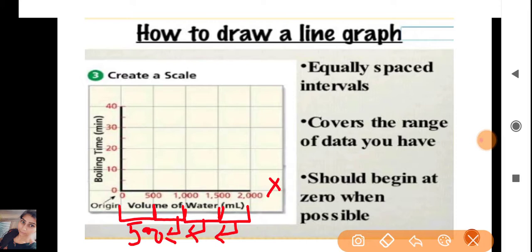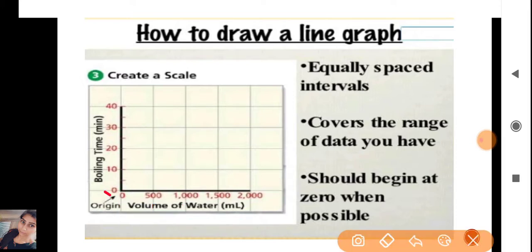Now let us do the same thing for the y-axis. From here to here it is 10. From 10 to 20 again it is 10. 20 to 30 again 10, and again 10. So on the y-axis I'm leaving one box and giving a difference of 10. That means on my x-axis the difference was 500, and on my y-axis the scale was 10.